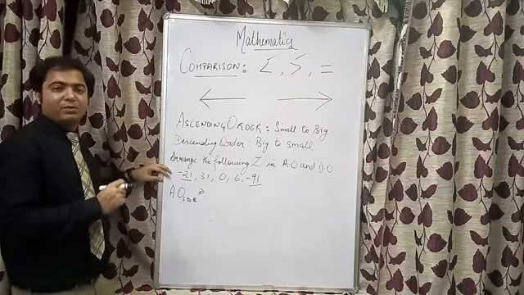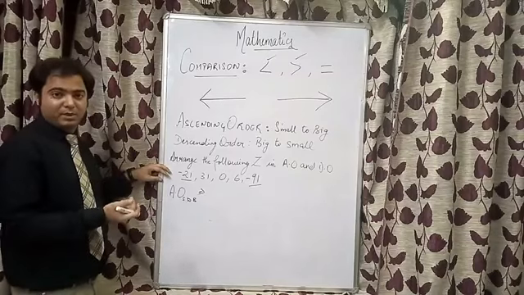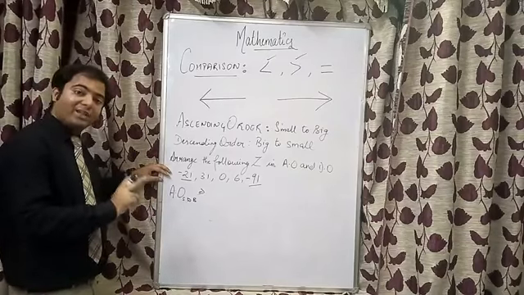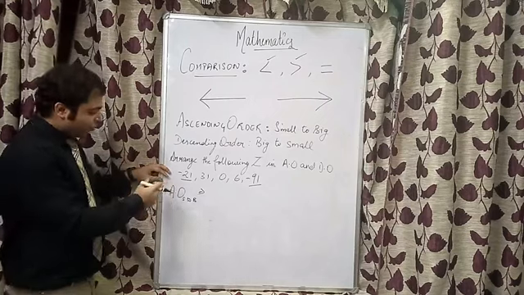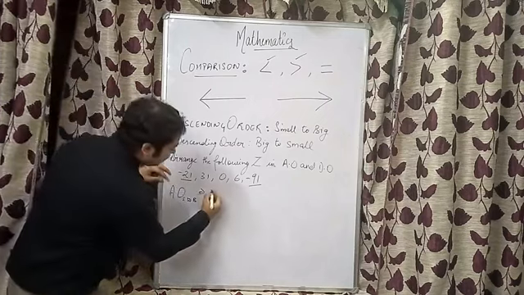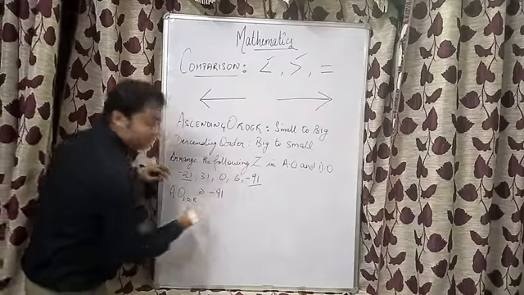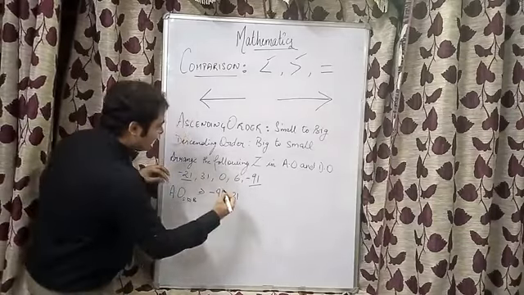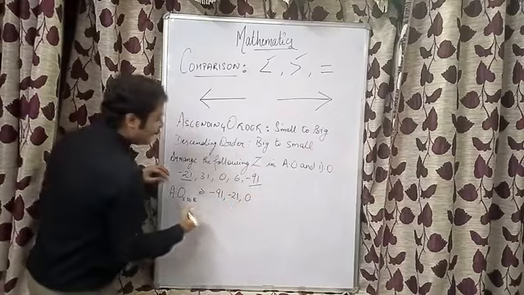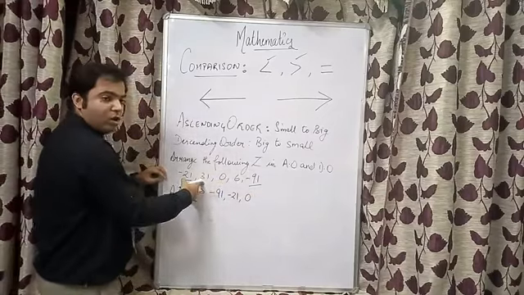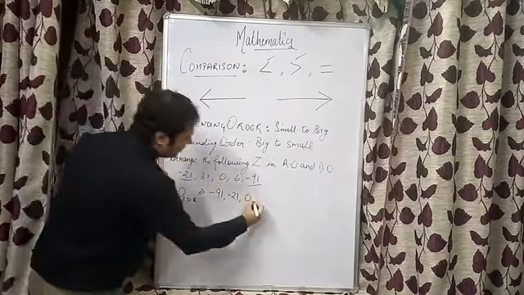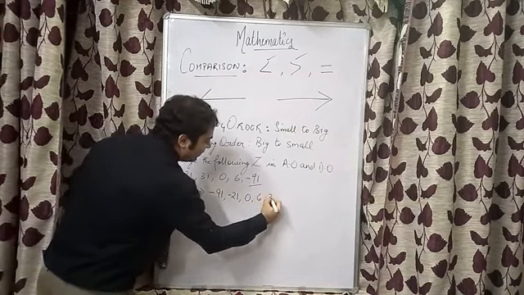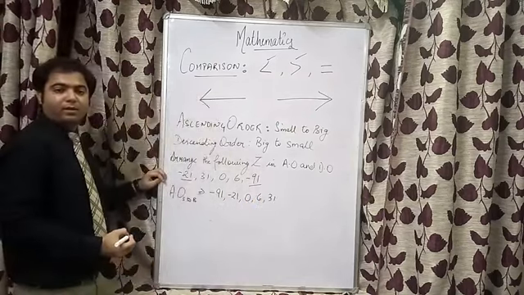But when we are comparing negative numbers, the opposite happens. The bigger becomes smaller and the smaller becomes bigger. So we have to choose the smallest one. So which will be the smallest one, children? Minus 91. Then followed by minus 21. Then 0 will be there. Then we have got 6 and 31. So which is the smallest among 6 and 31? Obviously 6, then 31. Right?